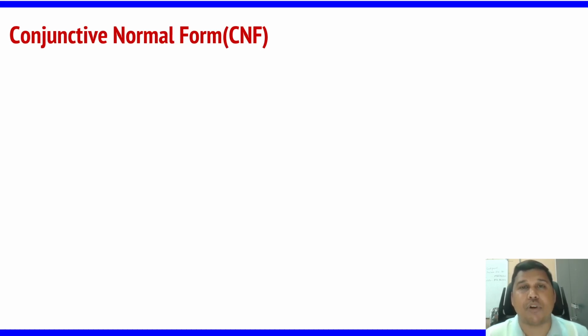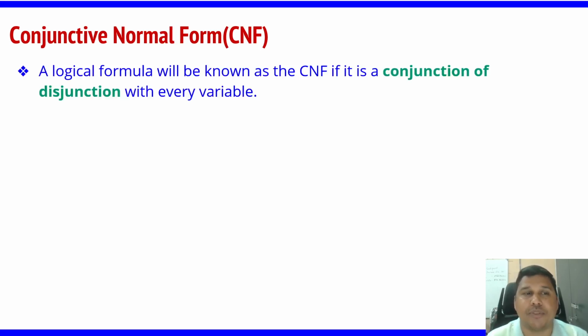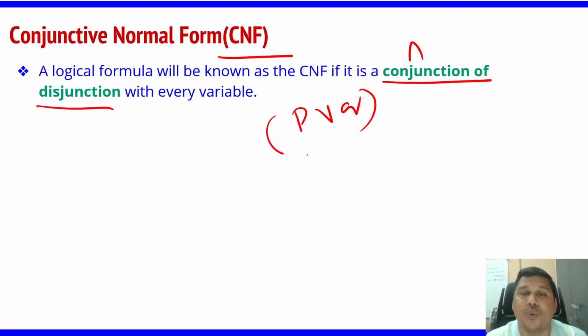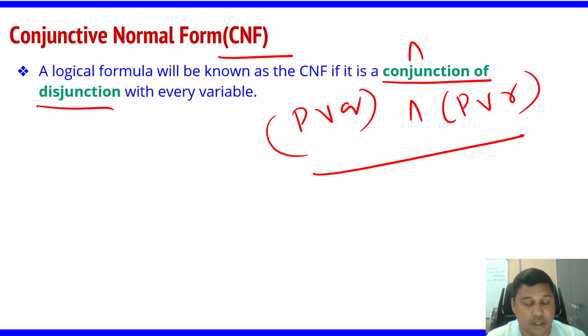Now the last concept we are going to study is conjunctive normal form and disjunctive normal form. Let's understand what is conjunctive. Conjunctive, we understood that it is the AND operator, right? Conjunction of disjunctions. CNF means writing a compound proposition such that it contains a conjunction of disjunctions. Conjunction means AND. Of disjunctions, it means P or Q and P or R. This is a CNF statement.